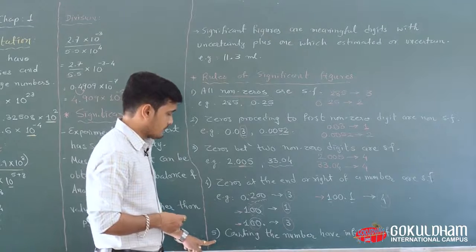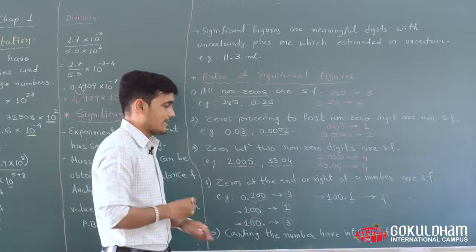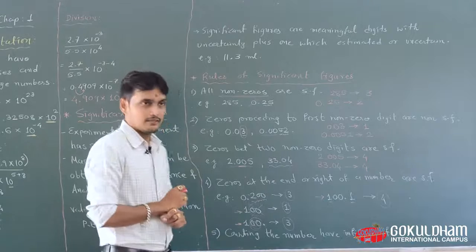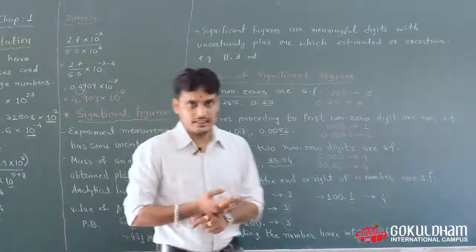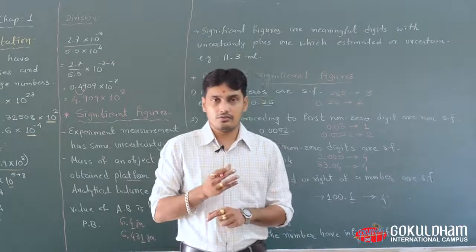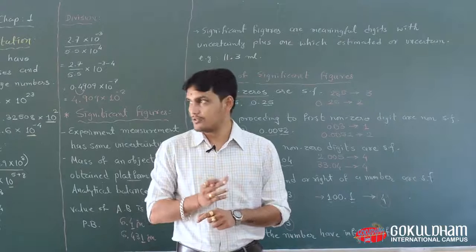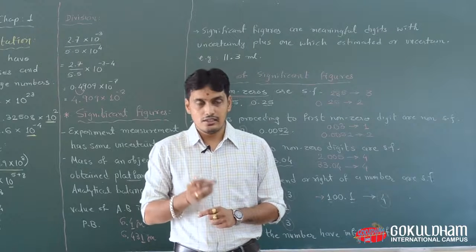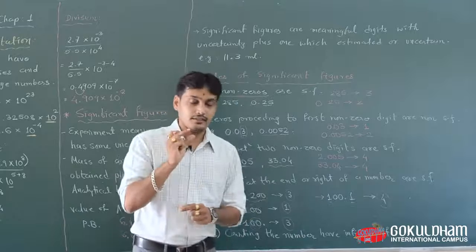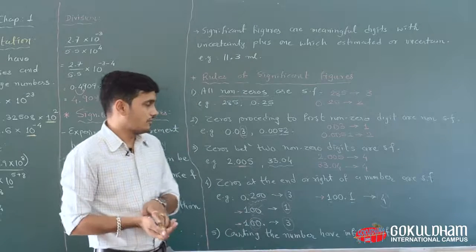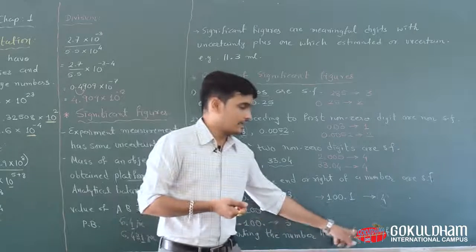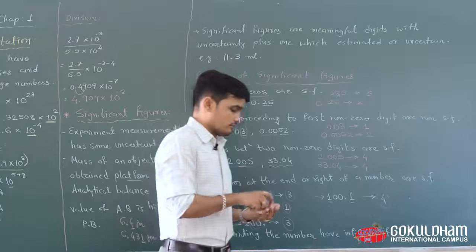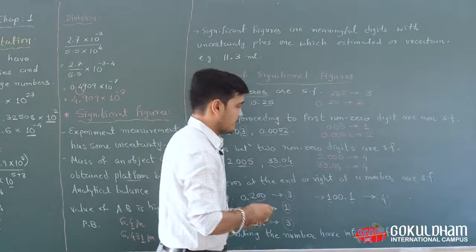Our fifth rule is that counting numbers have infinite significant figures. Counting the numbers means, suppose we say that there are 12 pieces in a dozen, or 2 gram of hydrogen. There is a single value and the value is fixed. So the fixed value has infinite significant figures.